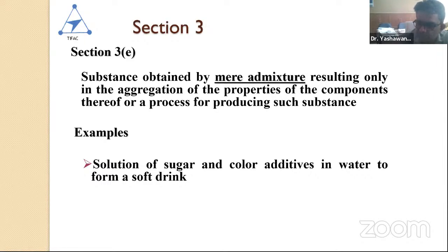There are examples. You put sugar in water with a color additive. So the water will be colored. If you remove the sugar, the color will still be there. That gives good look, good taste. This effect is an additive effect. So you have two different known things, and you made an admixture. There's no reaction amongst them. Now you have carbonized it. It has a different property, and it becomes patentable.